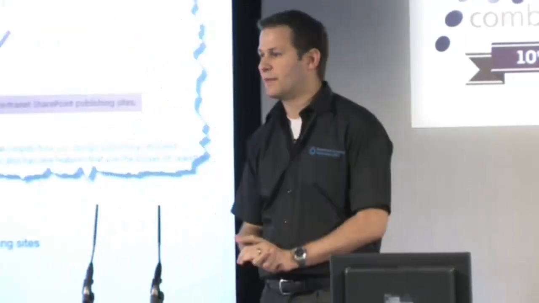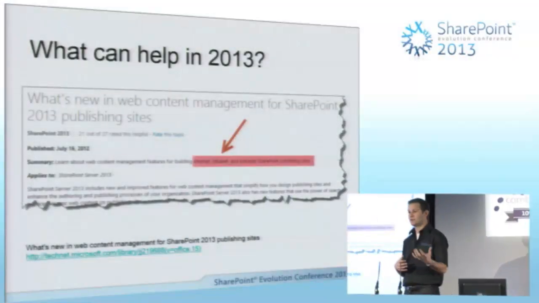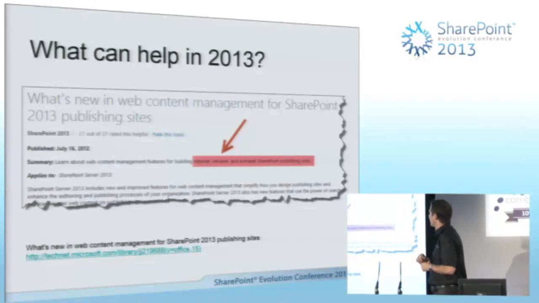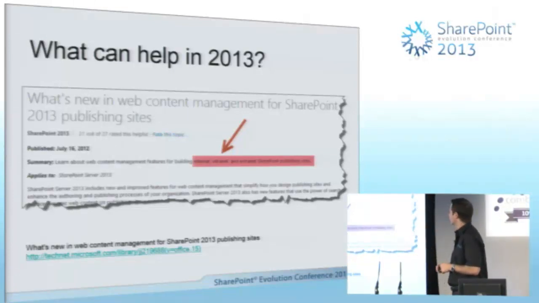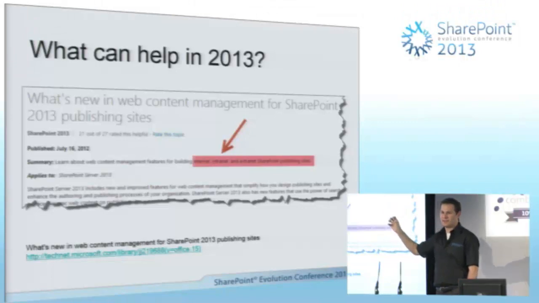So what in 2013 can help us build these better search-based experiences that folks can use to browse and search? I saw this on TechNet the other day and I thought this was interesting. Most of what TechNet and MSDN talk about when they give you documentation for 2013, they mostly talk about publishing sites being public-facing websites.